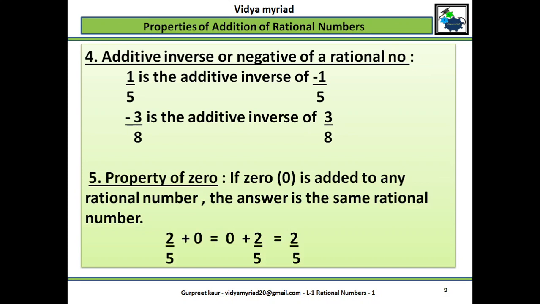It is simple as is. If you add 0 either in the beginning or at the end, your answer will remain the same, or it will be the same rational number. For example, 2 upon 5 plus 0, answer will be 2 upon 5. If I do 0 plus 2 upon 5, then also my answer comes to 2 upon 5. So there will be no effect of 0. The answer will remain the same rational number.